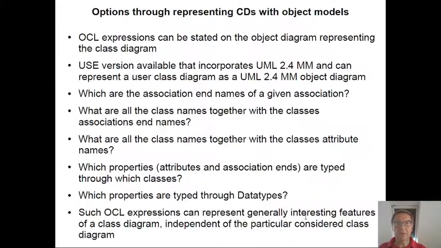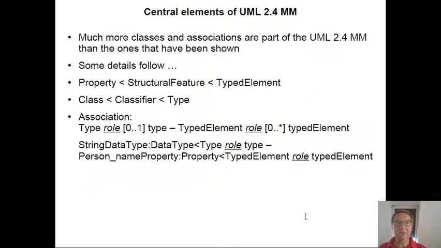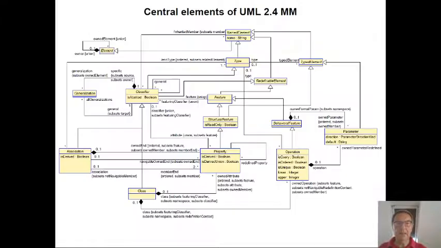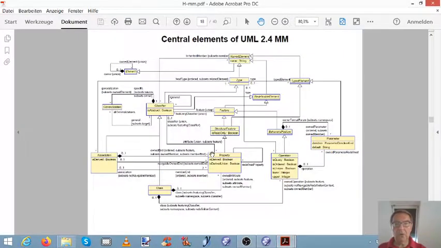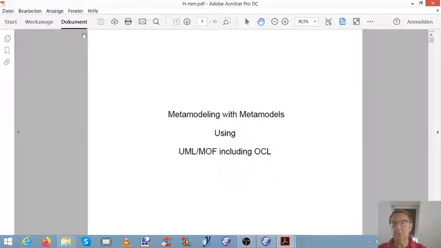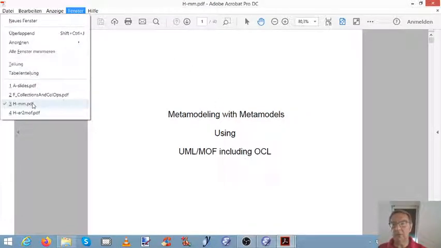But I will not go into the details of the UML meta model. As you see it here, the UML meta model is quite complicated. It is available in USE. It is in the USE distribution. It is specified in USE. It's a rather large model. You see the numbers for classes and associations over here. So I think this is what I wanted to say about the OMG and meta modeling.